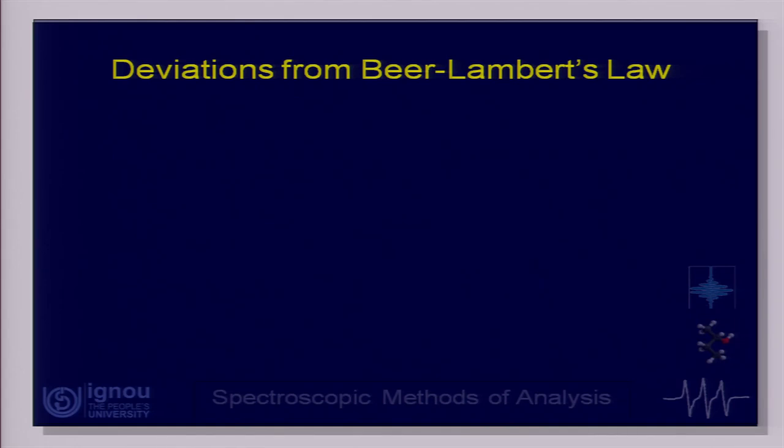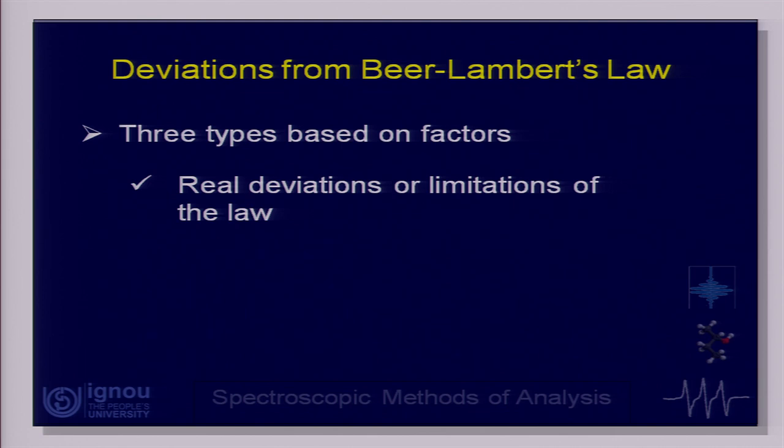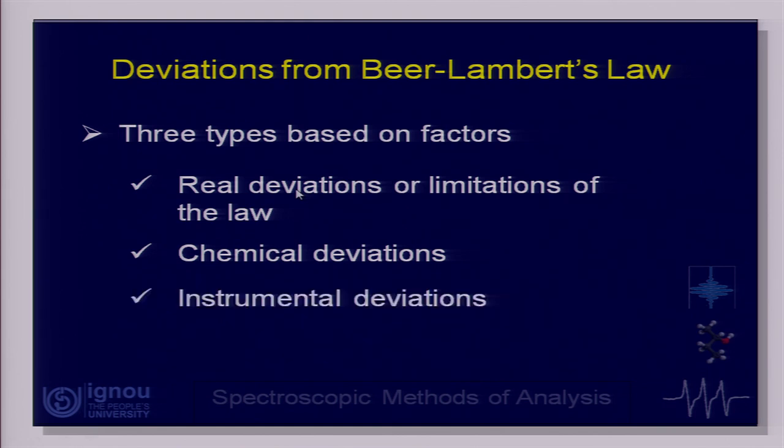Now, if I see what the different types of deviations are, we can put the deviations from the Beer-Lambert law in three categories, based on the factors responsible. The first is typically called the real deviations, also called the limitations of the law. The second category is the chemical deviations, and the third one is instrumental deviations. We will talk about each one of them one by one.